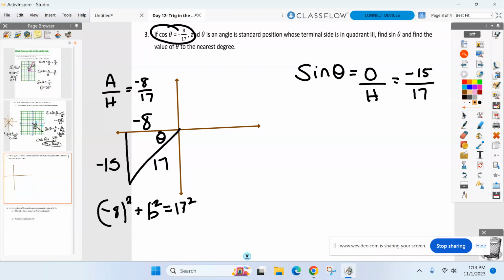Which one do you want to use, sine or cosine? They're both negative, so it doesn't matter. You can do either one. But now, when you get to the interval piece on your calculator, what are you going to plug in for the interval? 180 to 270.